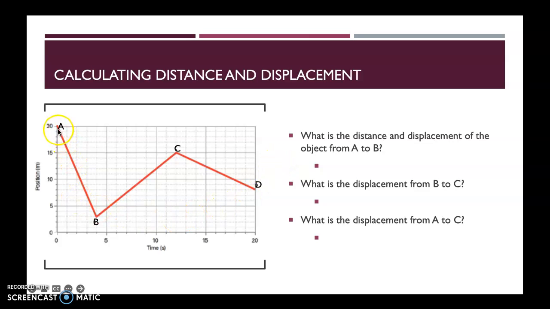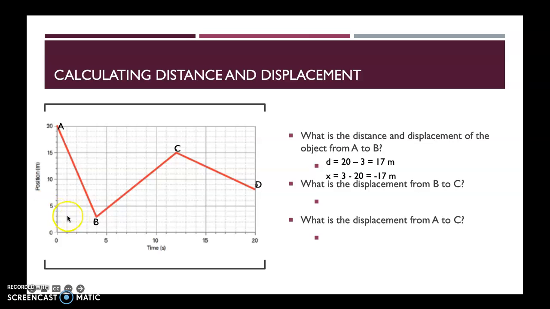If I was going to find my displacement, I would have my final position, which is 3, minus my initial position, which is 20. So I would get negative 17 meters. Now again, because it's only moved in one direction from point A to point B, the numerical value of my distance and my displacement is identical. We just have that negative sign there for displacement to show that my graph moved in a downward direction or moved away from my starting point.